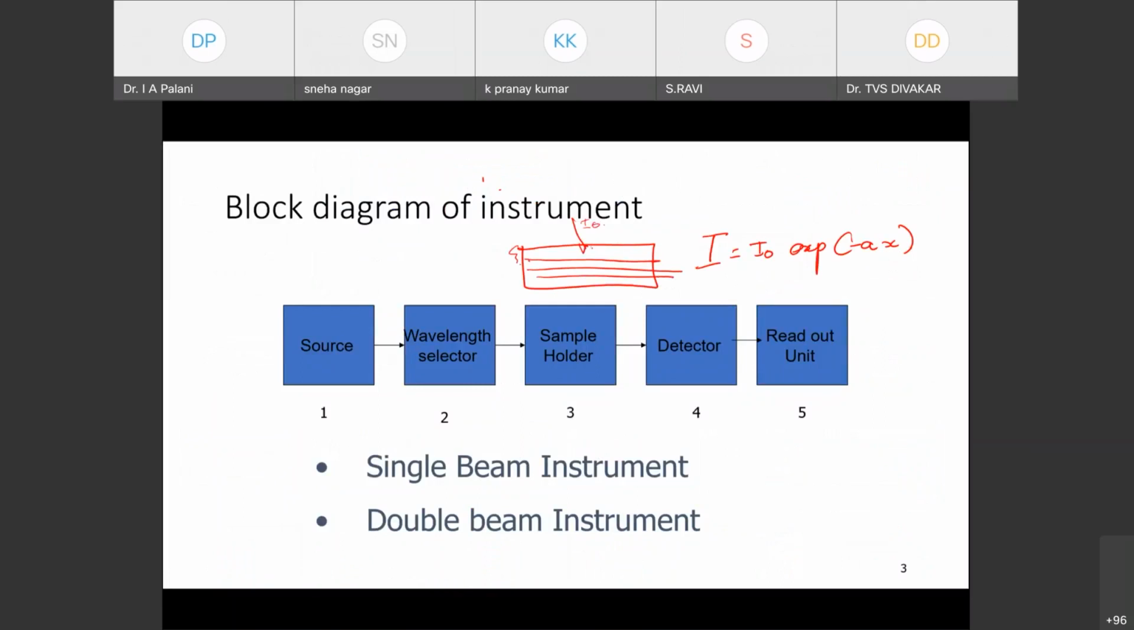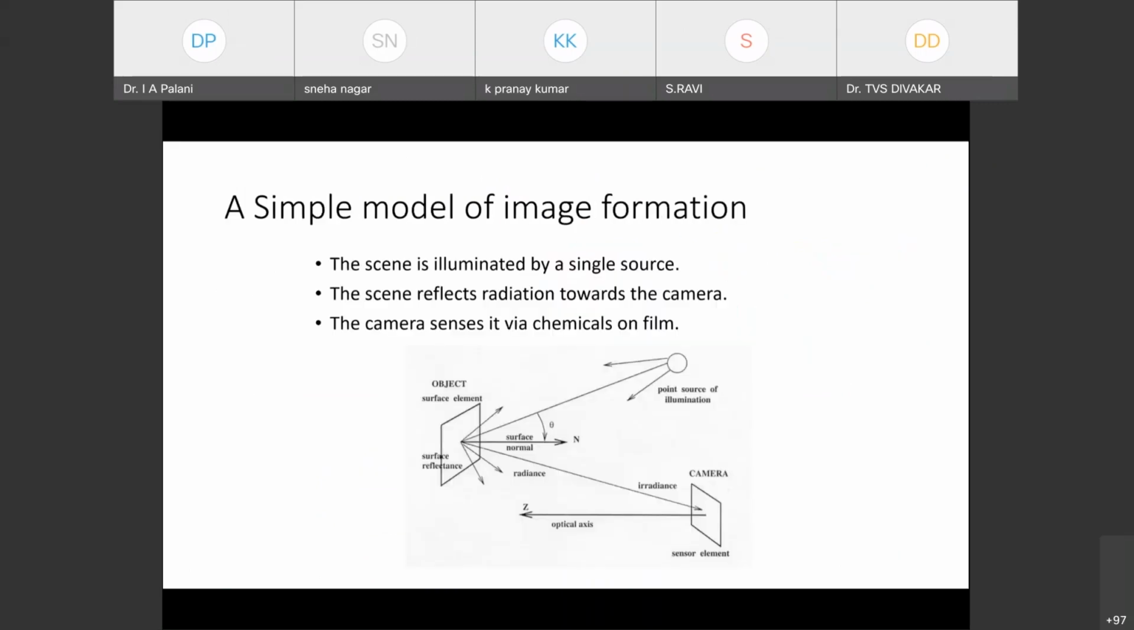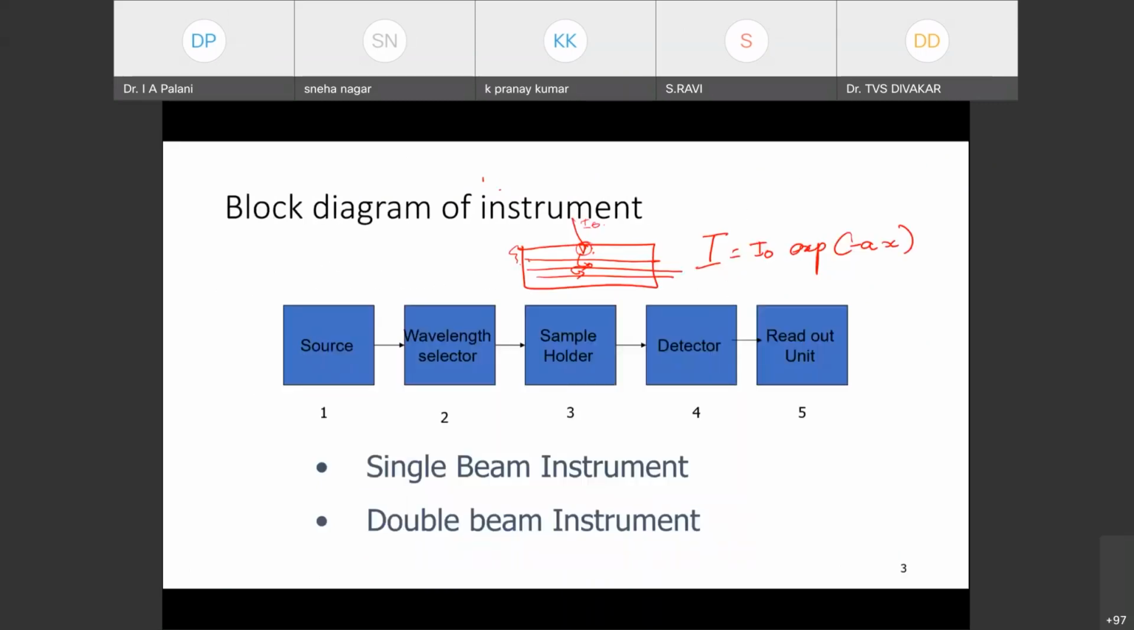So this intensity I naught is being absorbed by this particular layer, and the remaining light is transmitted to the next layer. Similarly, in this layer also a certain amount of light is absorbed and transmitted to the next layer. So what happens is, when the light gets absorbed, you have an atomic layer.